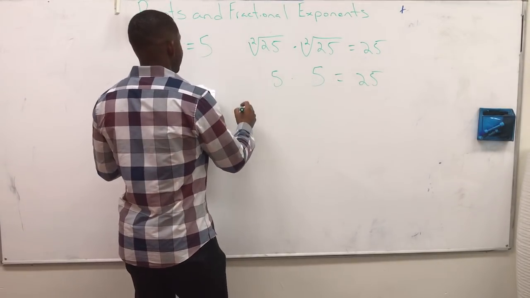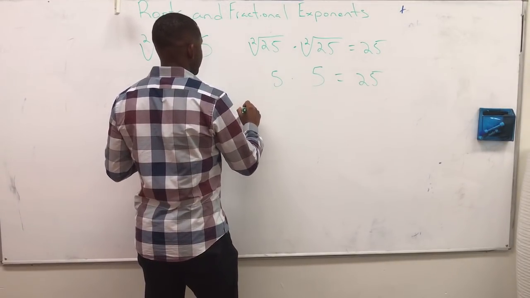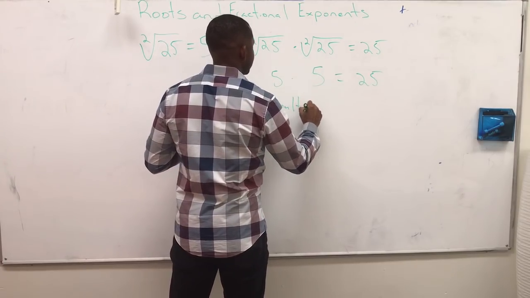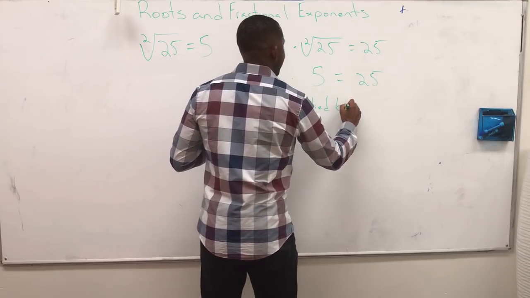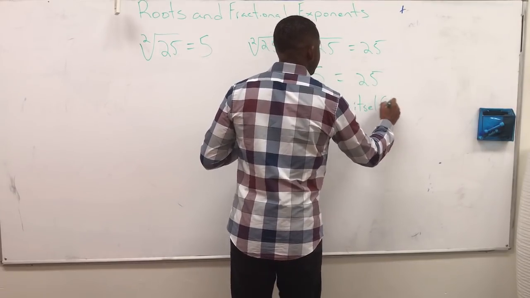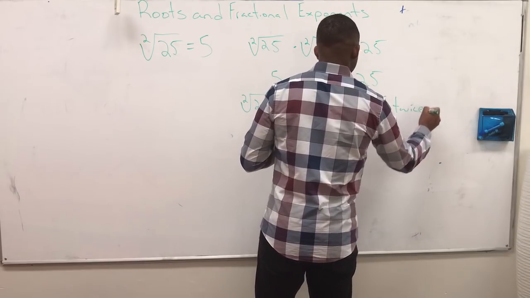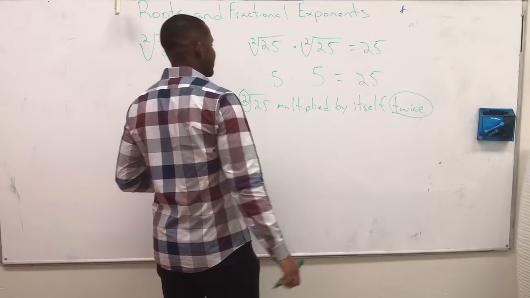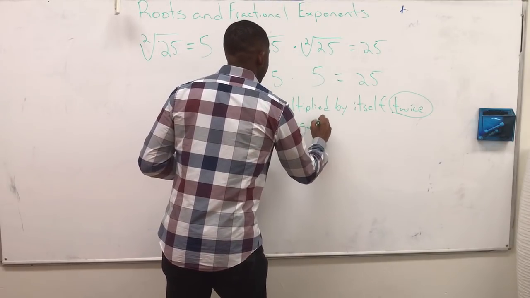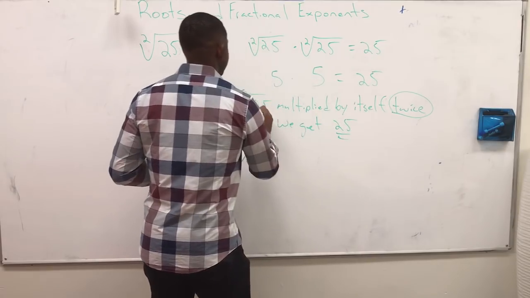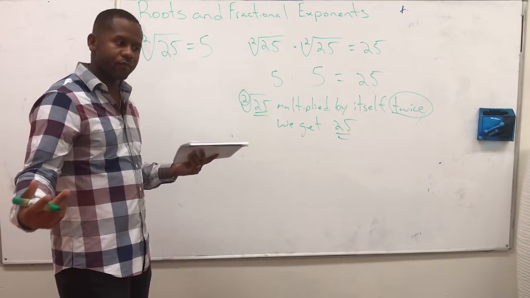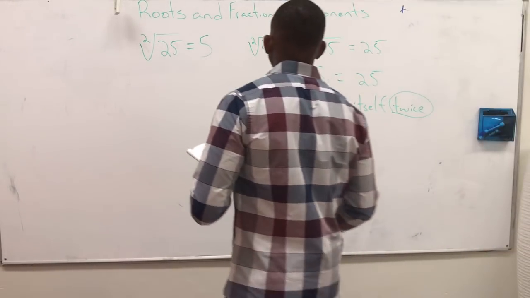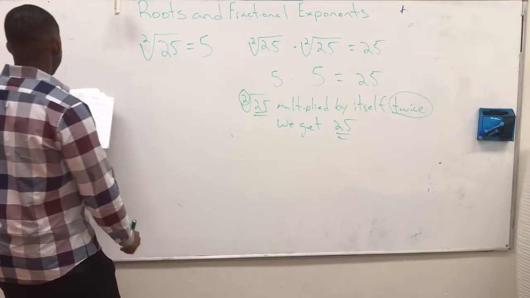So notice, if we take the square root of 25 multiplied by itself twice, right? Here's the 2. So if we take this, we multiply it by itself twice, we get 25, which is this number that's on the inside. All right? Let's just check real quick and see if that works in the other case.